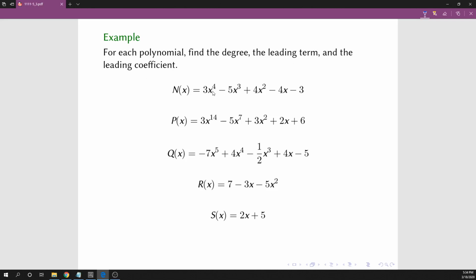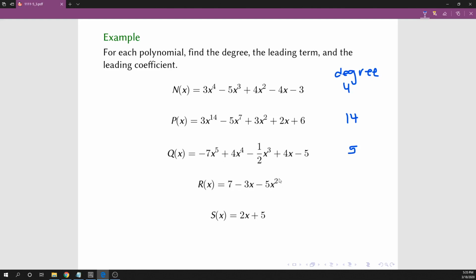Okay, so for each one of these polynomials, what we want to do is to find the degree, the leading term, and the leading coefficient. All right, so the degree here on this one would be 4. So that would be 4. The degree on this one would be 14, because that's the highest power of x. The degree on this one would be 5.